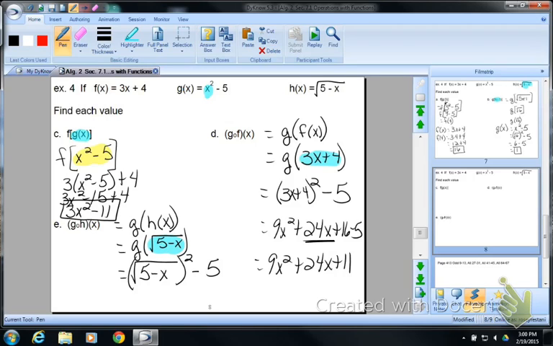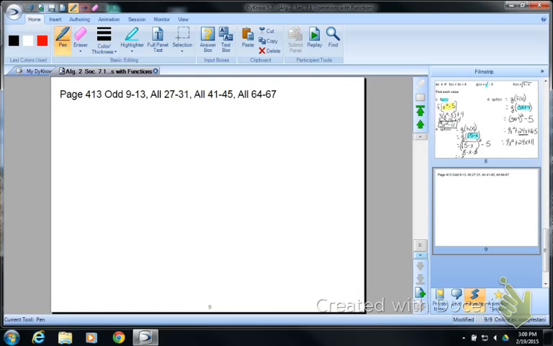Now, when you square a square root, what's inside just falls out. So this really looks bad, but it's not that hard. It's just 5 minus x, minus 5. Your 5's go away, so what's your answer? Negative x. Very good. And that is your assignment.